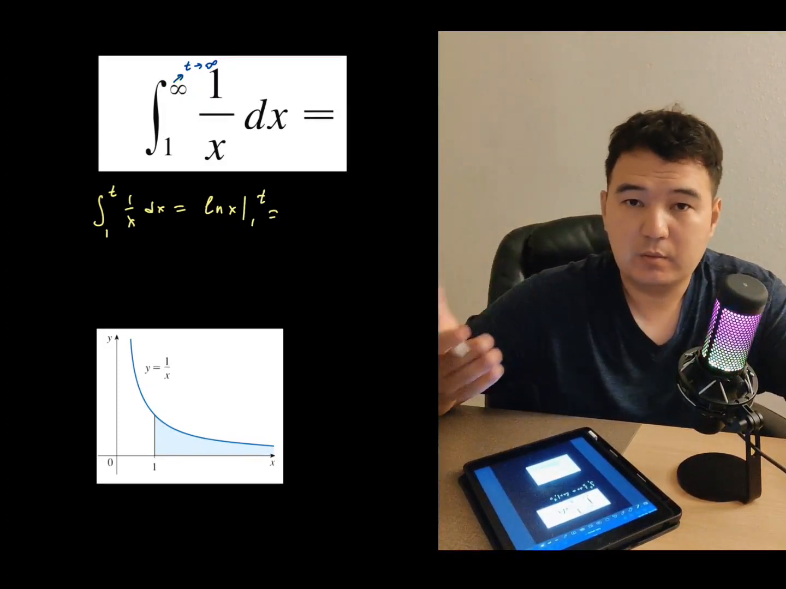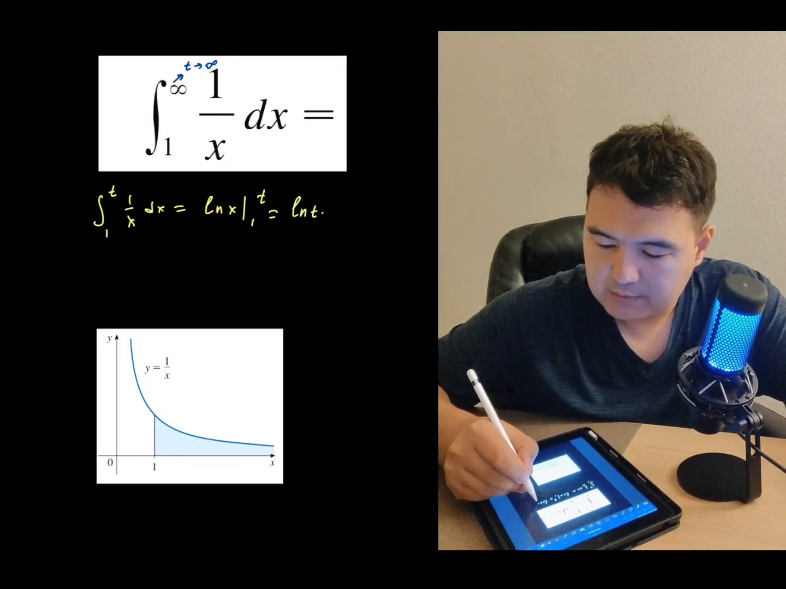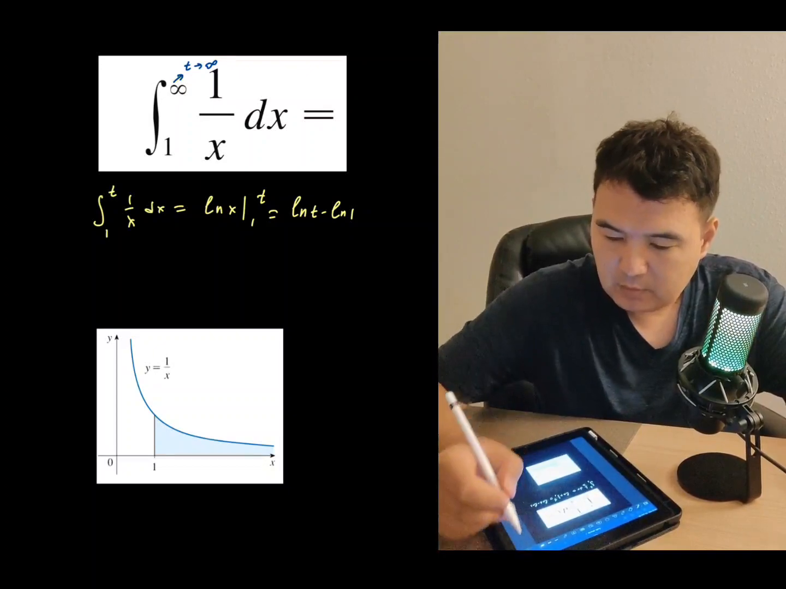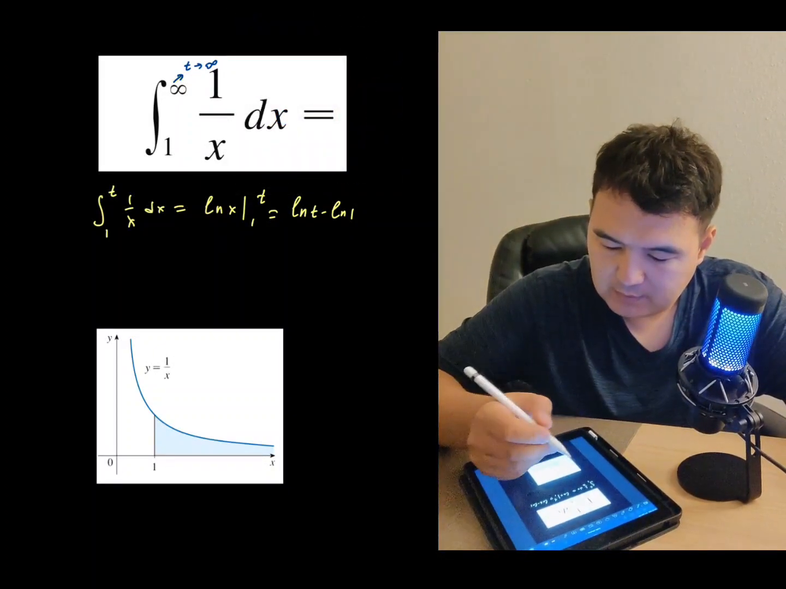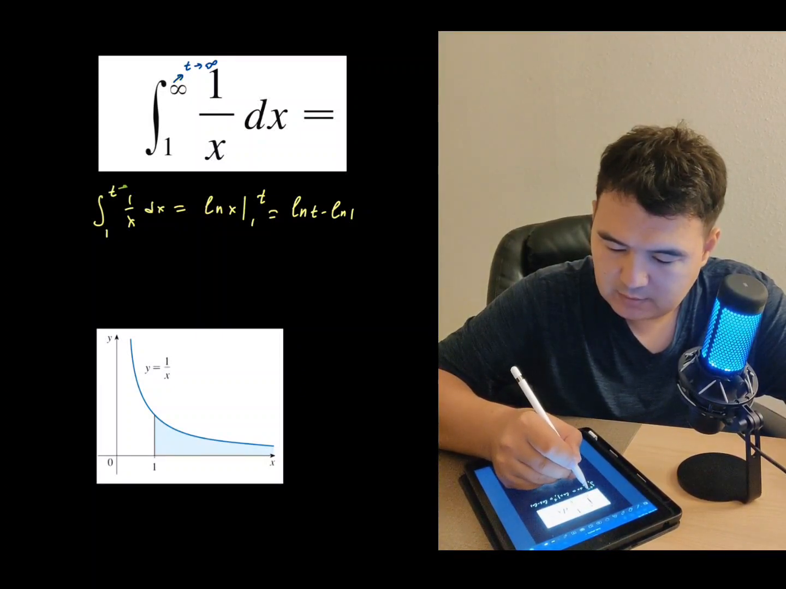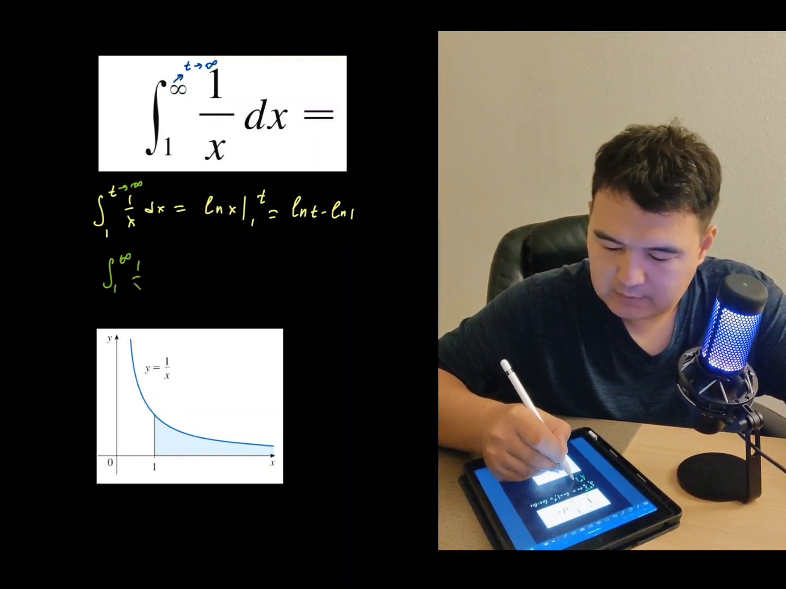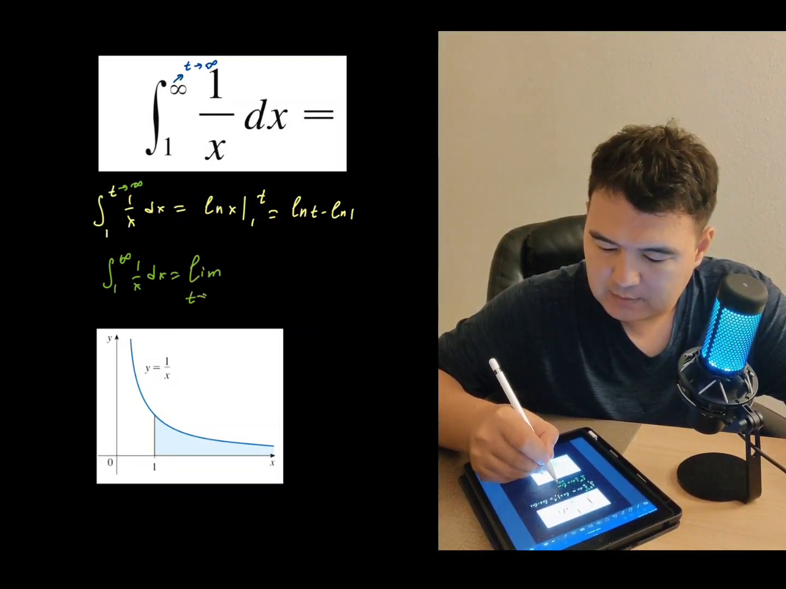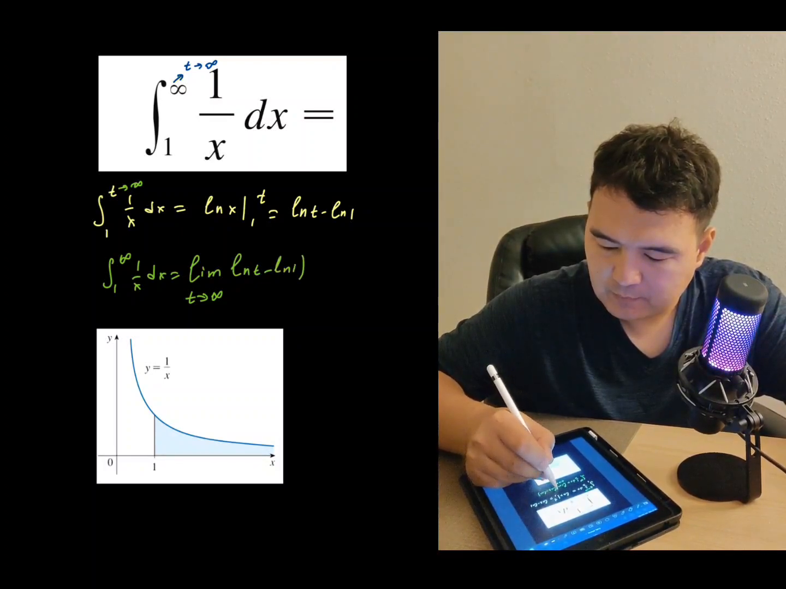If I plug in the boundaries, you get ln t minus ln 1. Now let's take the limits. If I send t to infinity, my integral from 1 to infinity of 1 over x dx is going to be the limit as t goes to infinity of ln t minus ln 1.